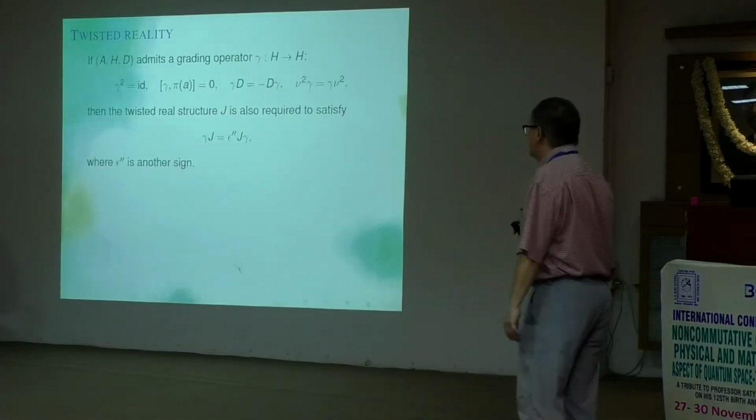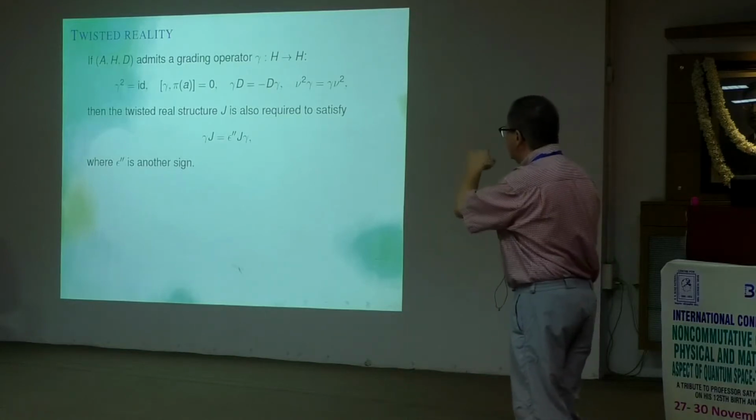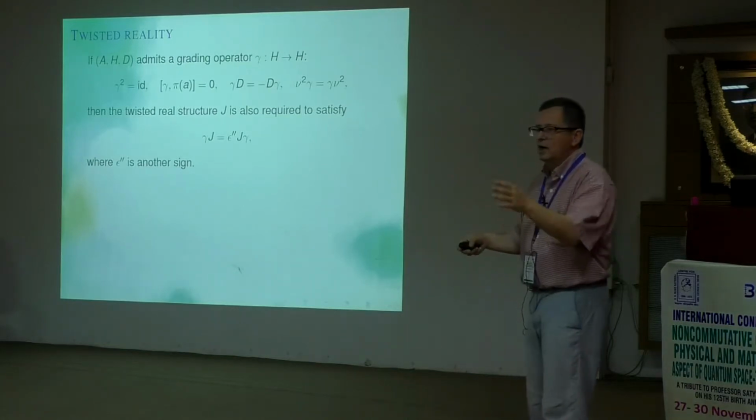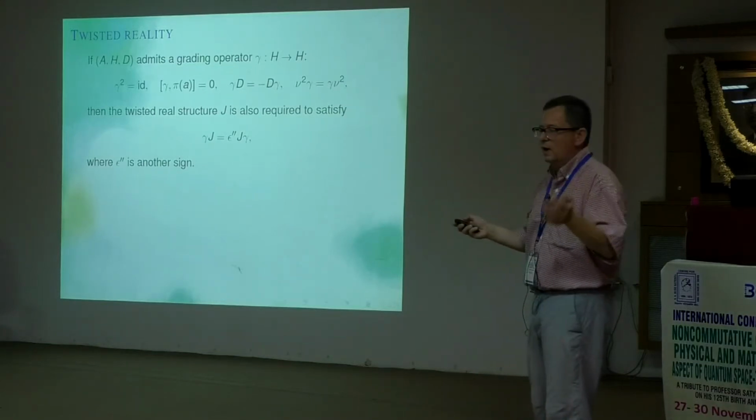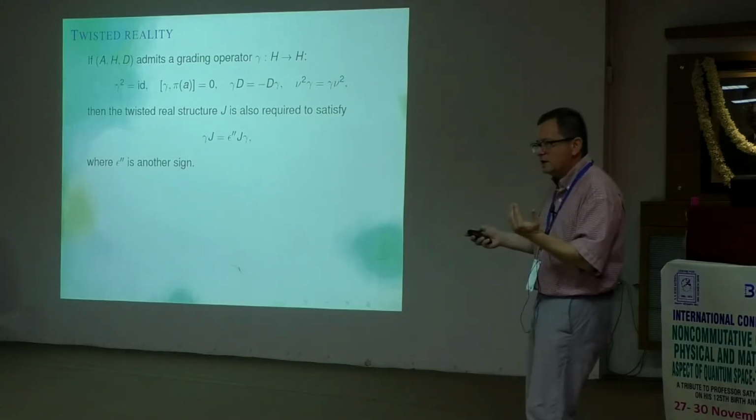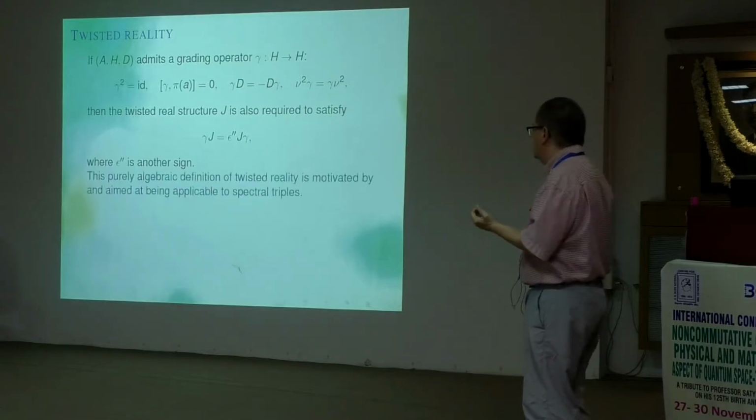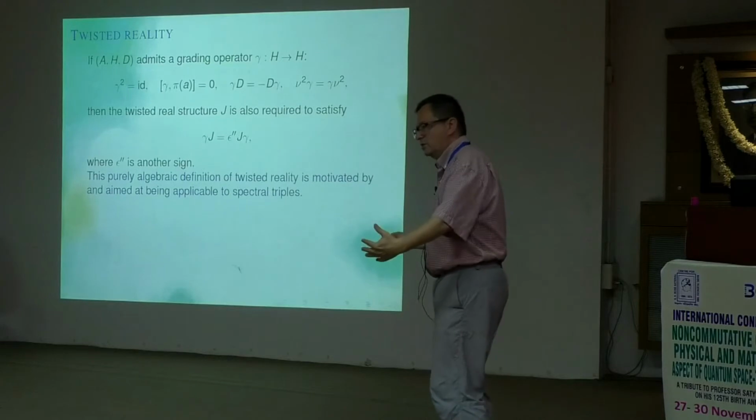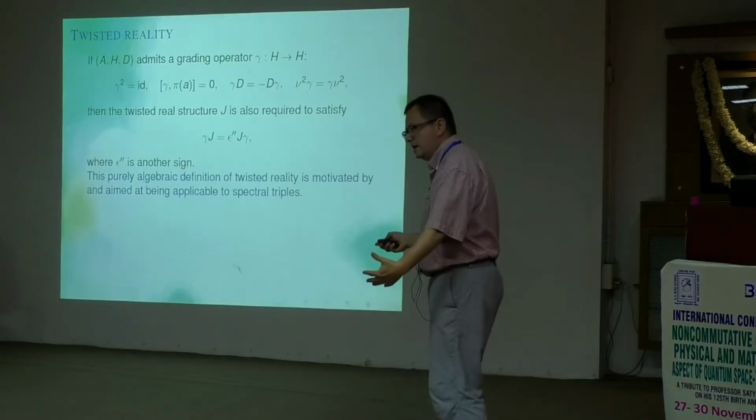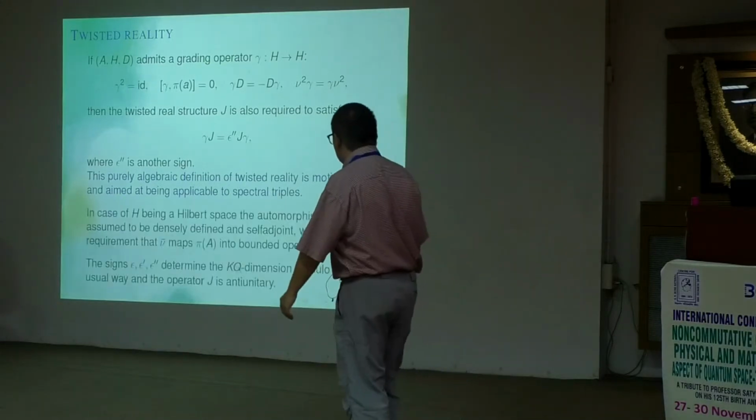I forgot to say that if you have a grading, this grading needs to commute with nu square and so on and so forth. But there's a question: is this definition non-empty? And does it actually lead to something? Can you do the same things as in the case of spectral triples?